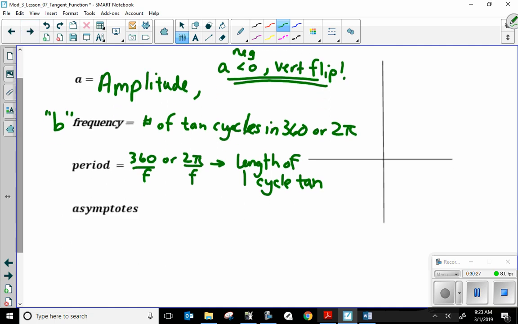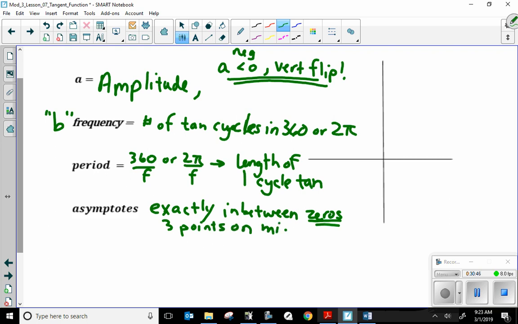Now, they are exactly, and this is how we've been doing it on the graph, in between your zeros. And when I say zeros, I mean your 3 points on your midline, because sometimes the midline isn't on the x-axis and we can't technically call them zeros. They're exactly in between. It's exactly between your 3 points on your midline.